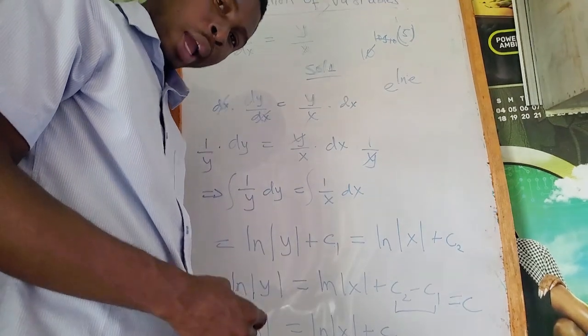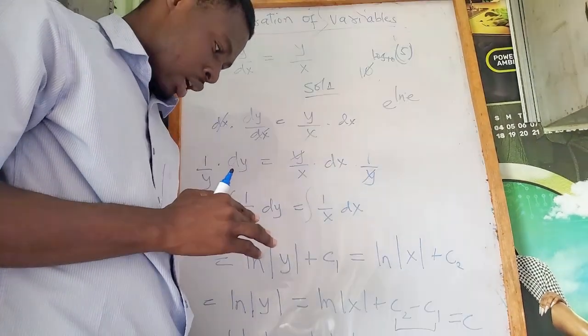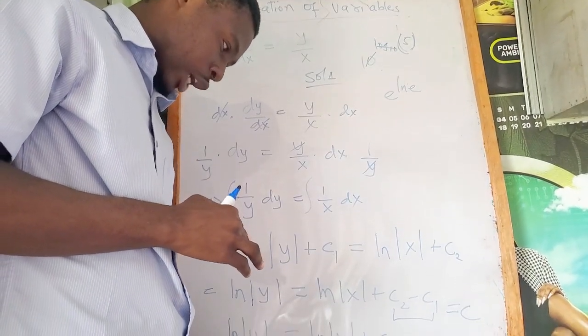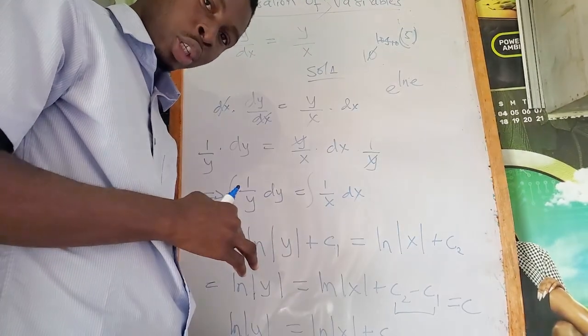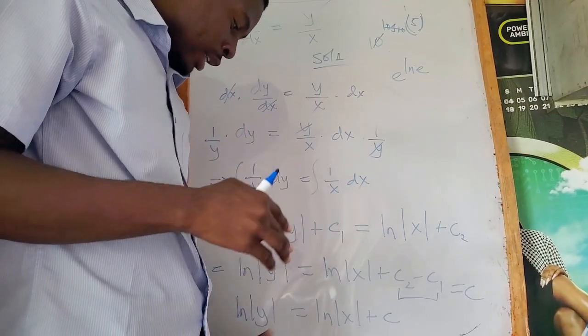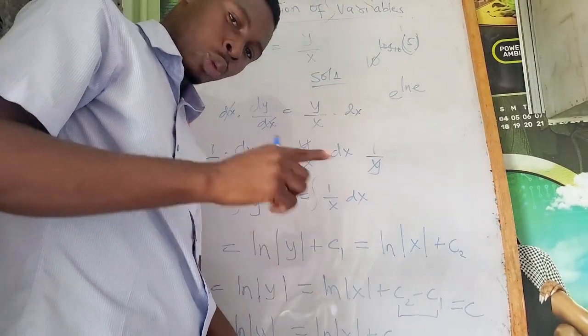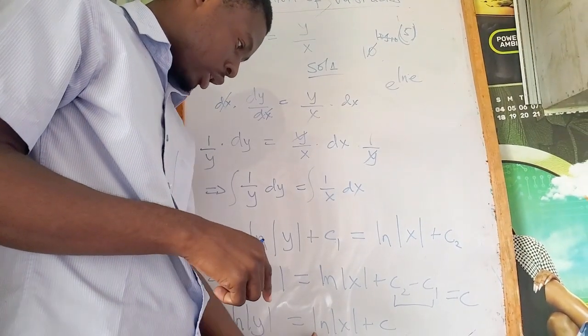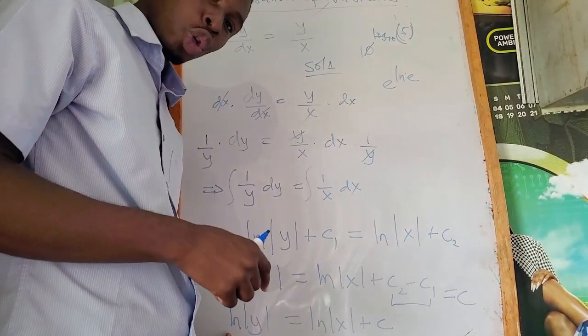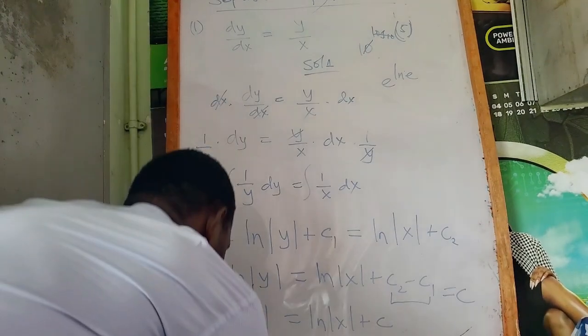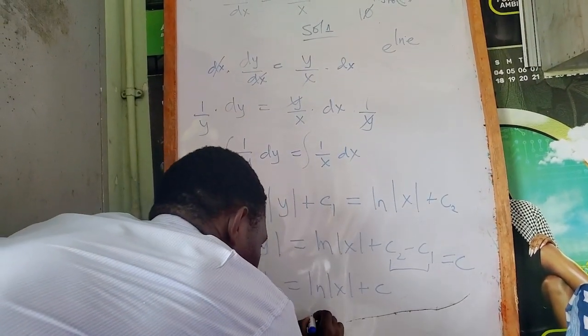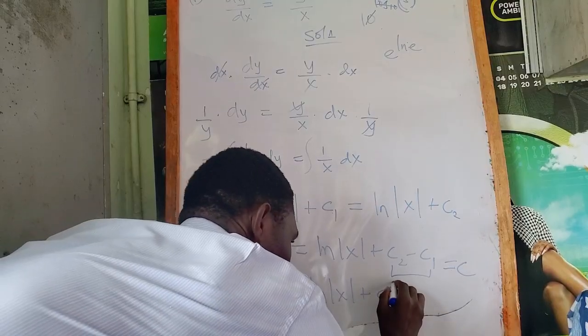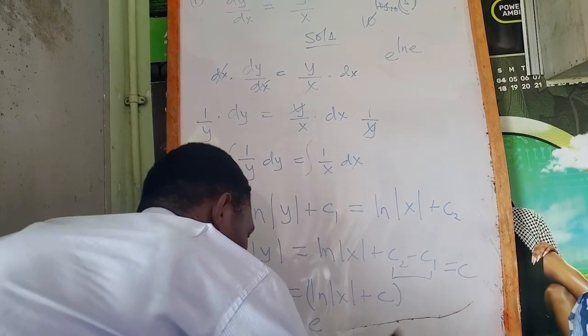Now I'm looking for y, not ln of y. How can I get rid of the natural log on the left hand side? If I take e on both sides, that is the exponential function, I will eliminate the natural log. So let's take e on both sides. If we take e on this side, we take e on this side. Remember, this e will be raised to everything here.